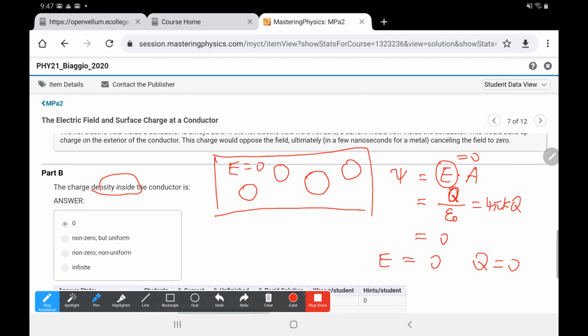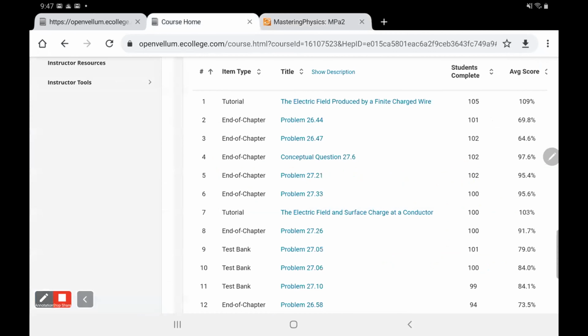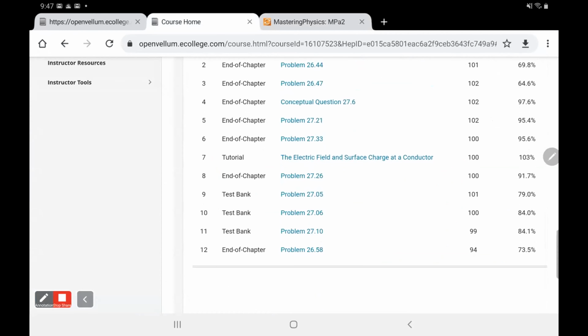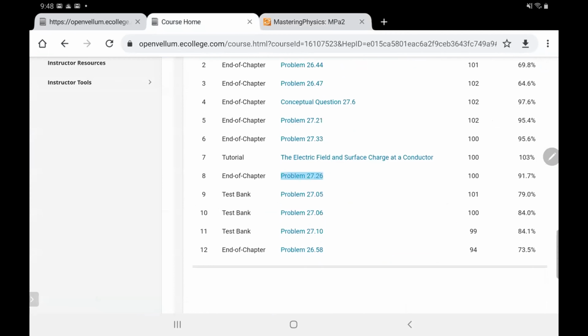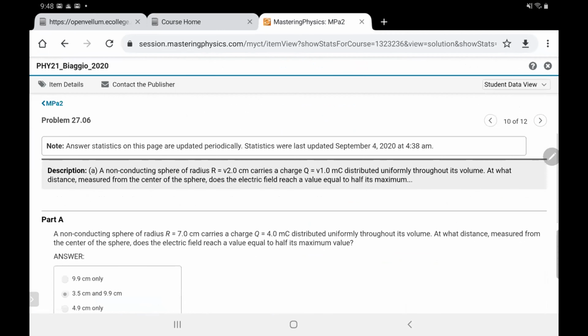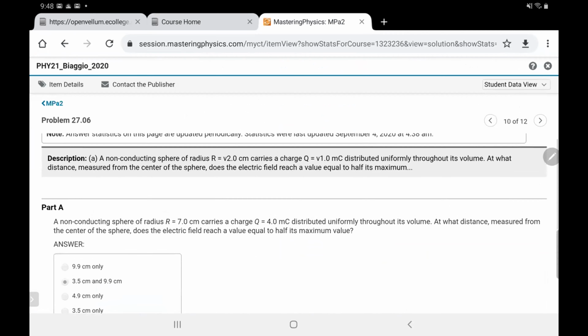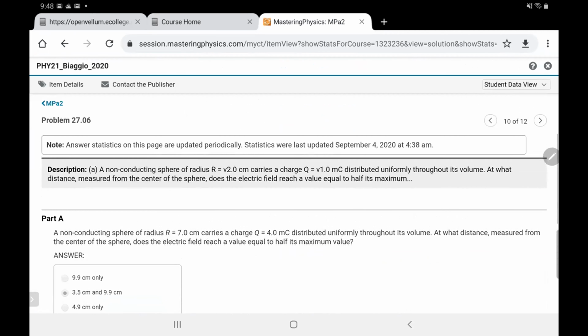And next one, let's see. Next question, number 8. Now this one, I go to number 12 or number 10. Number 10, okay. Let's use Gauss's law to make this question seem easier.